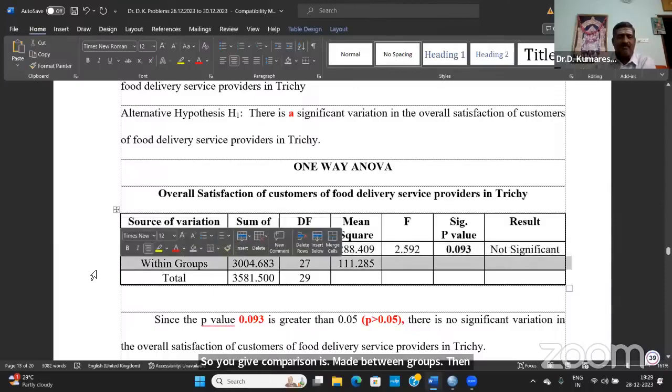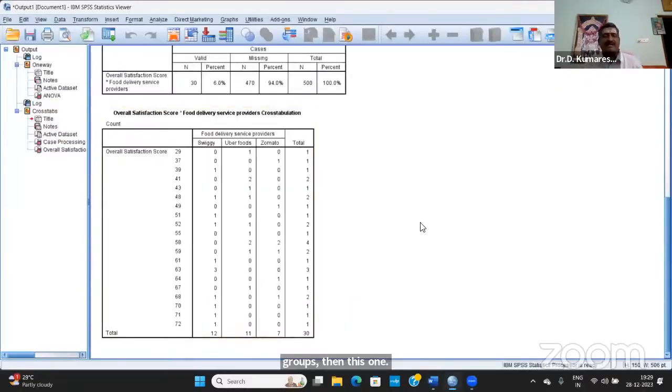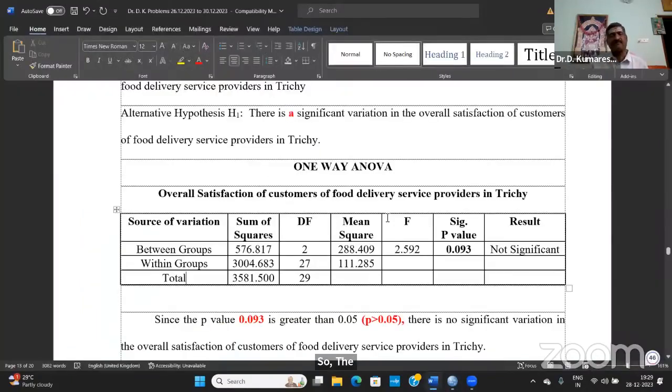If the comparison is made within groups, then this one. So here, the variance is calculated, and the sum of squares are given. Okay. Then degrees of freedom.